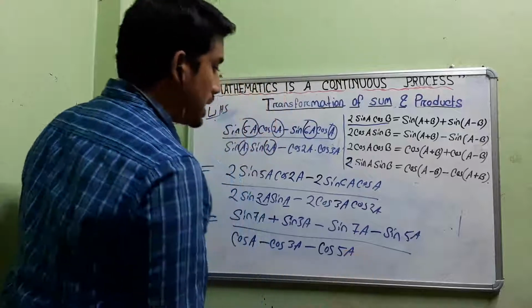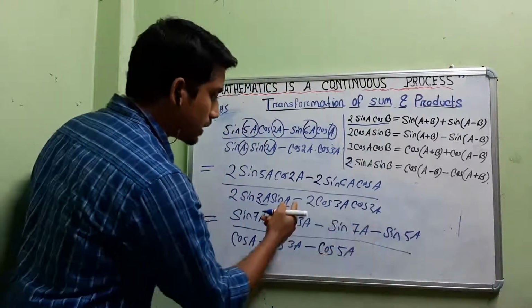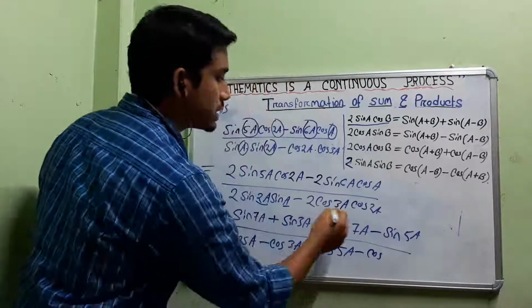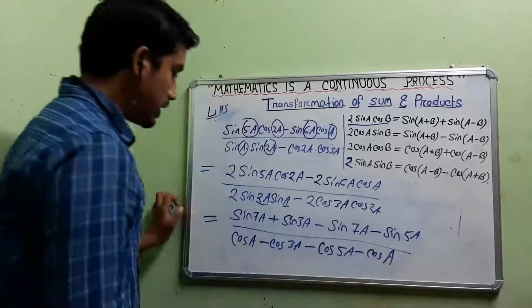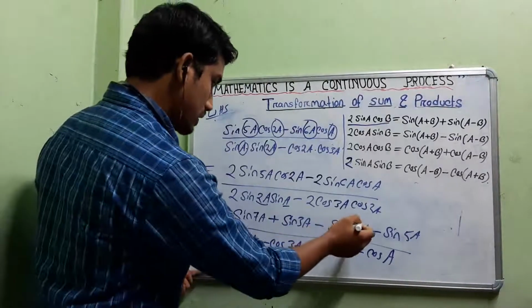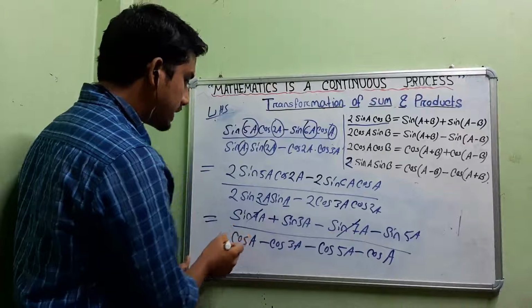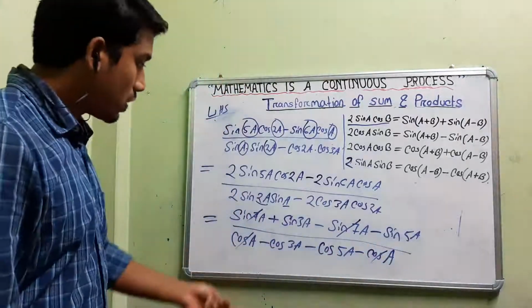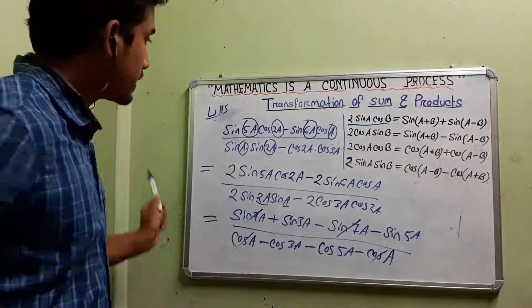Cos a plus b plus cos a minus b, but that plus will get changed by this minus. So minus cos a minus b, that means 3a minus 2a, that is a. Okay, so I think there will be some cancellation. You see, this minus sin 7a plus sin 7a cancel, this cos a and this minus cos a got cancelled. So what we are having, we'll write the rest part.